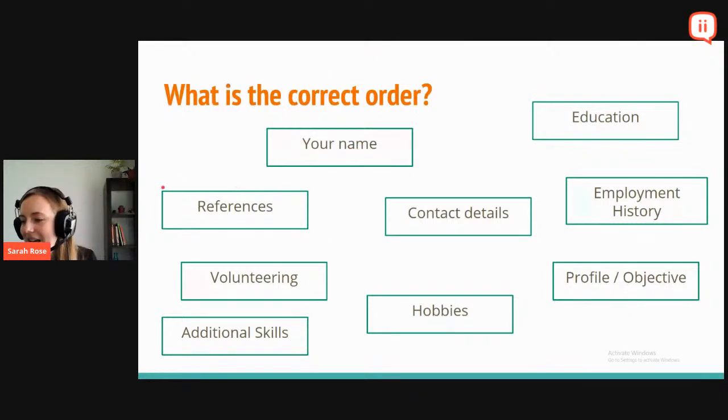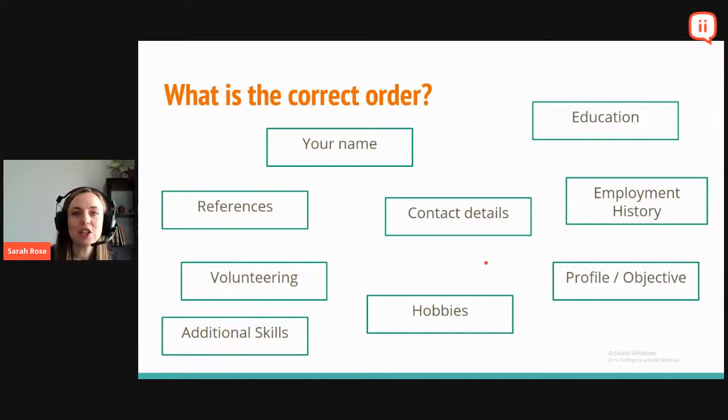So, okay, let's see some guesses. We've got name, contact details, profile, employment before profile. Okay. Virginia: your name, contact details, profile, objective, education, employment history, references, volunteering, and additional skills. Okay, good. Name, contact, education, employment, skills. Good. Okay, Elisa, for your guess, this is on YouTube: your name, contact details, profile, yeah, employment history, education, additional skills, volunteering, hobbies, references. Elisa, I think you've got the closest to what I thought too. Very, very nice. Okay. Jessica as well.